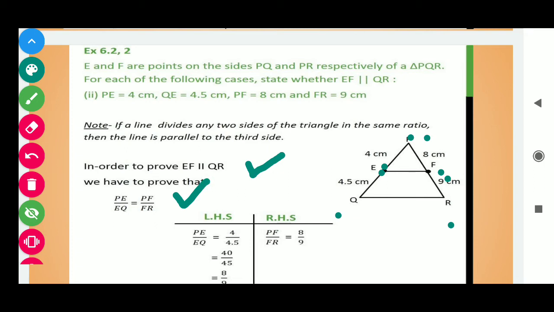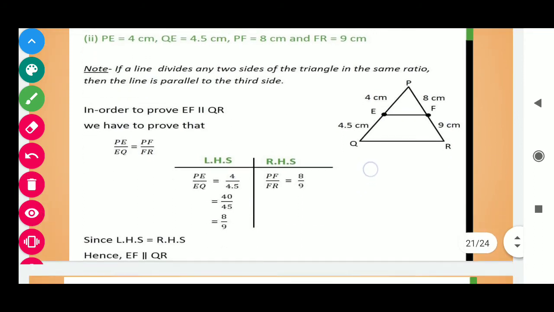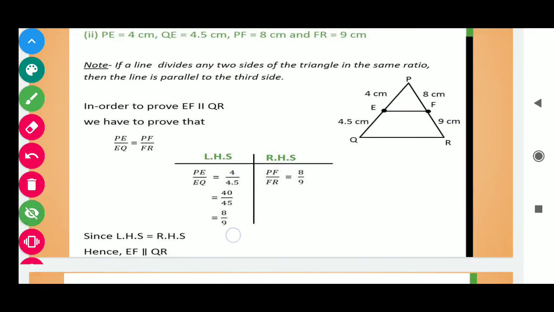So put these values. PE is 4, EQ is 4.5, PF is 8 and FR is 9. So students, solve these values. We get 8 over 9 is equal to 8 over 9. In this way, EF is parallel to QR.